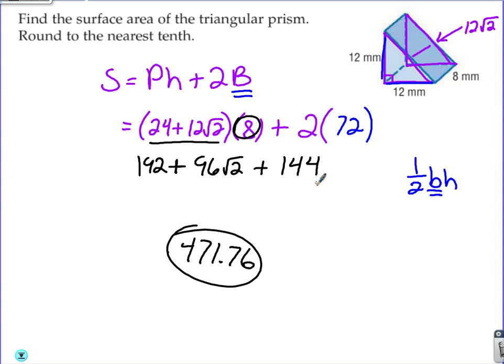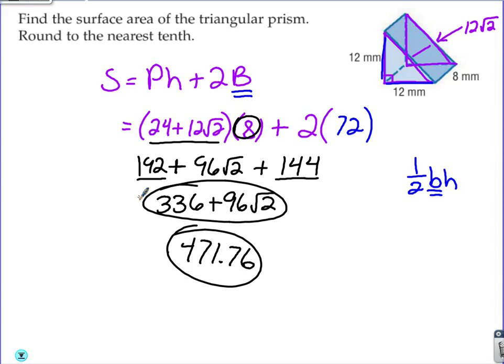Now what can you do with it? 192. Can you combine it with 96 root 2? No, you combine it with 144. Like terms. That's kind of like an x. Think about that as like an x on there. 192 plus 144 is 336 plus 96 root 2. Type that in.